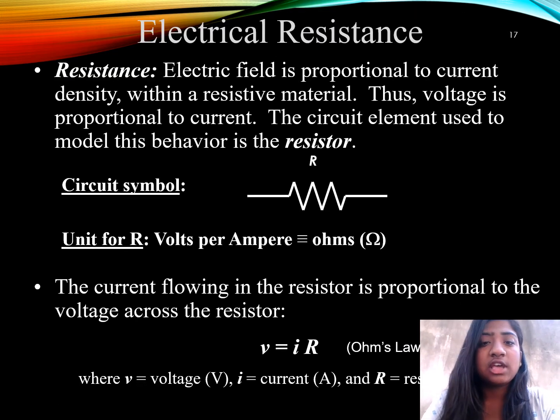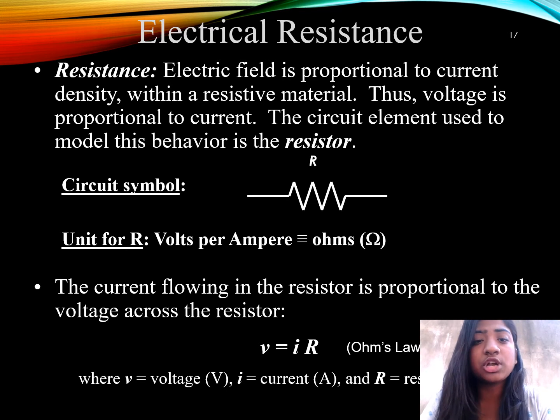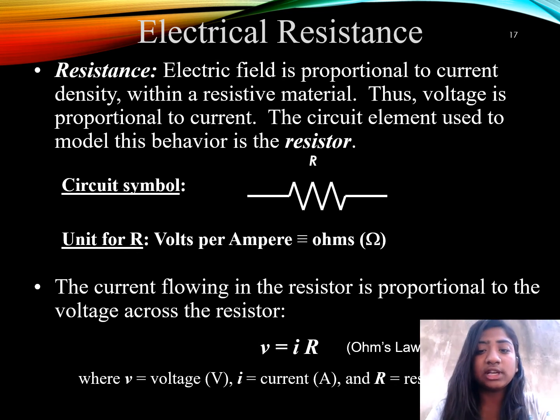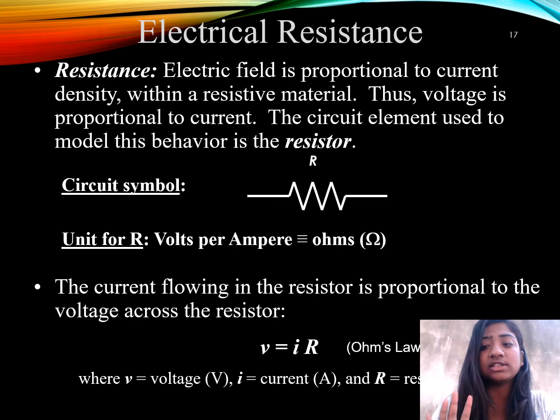Electrical resistance. Electric field is proportional to current density within a resistive material. Thus, voltage is proportional to current. The circuit element used to model this behavior is the resistor. Here is the symbol and its unit is ohms. The current flowing in the resistor is proportional to the voltage across the resistor. V equals IR, where V is voltage, I is current and R is resistance.